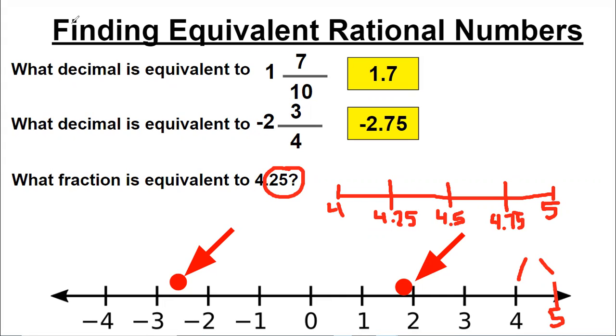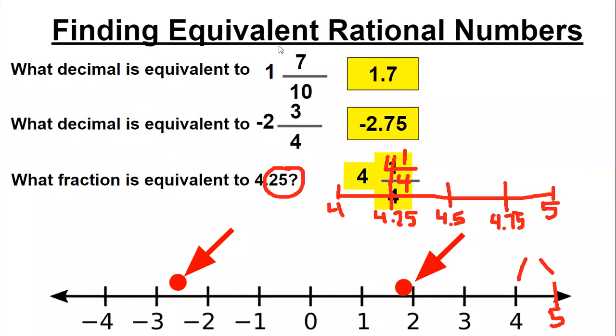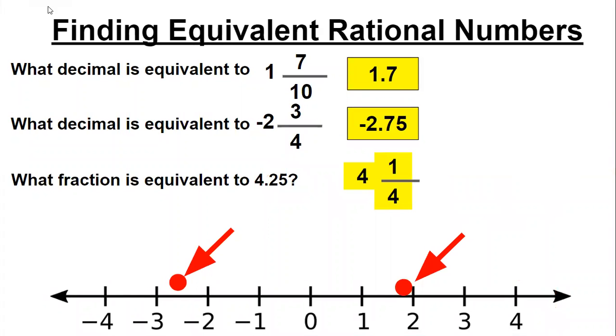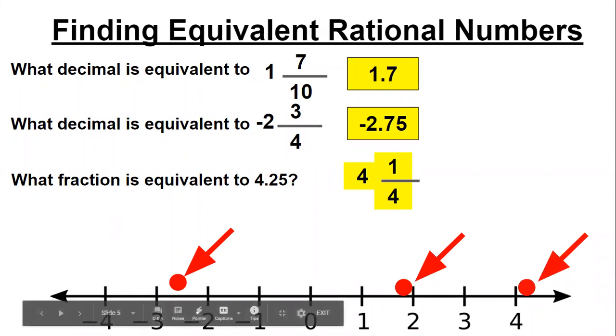Okay, so what fraction would be equivalent to 4.25? 4 25/100, or 4 and how many quarters in a dollar, or how many quarters in 4.25? 1/4 out of 4 that make up the dollar, right? So let's see if that pops up for us. Yes, it does. 4 1/4. And then we'll find it on our number line there. It's about right here. It's a little past the 4.